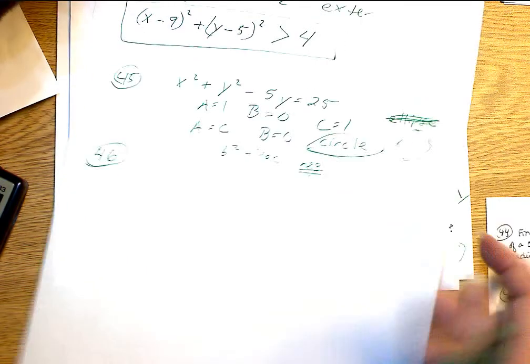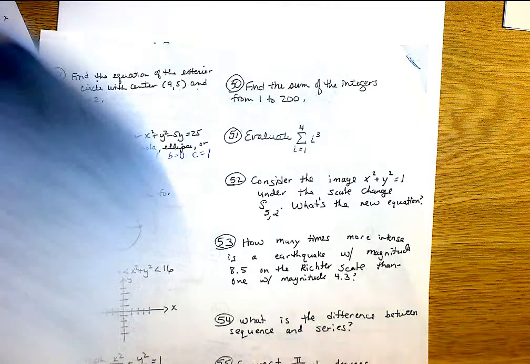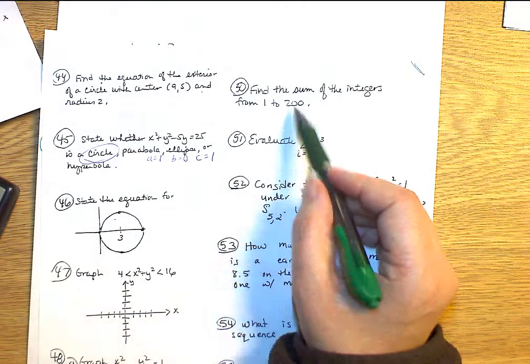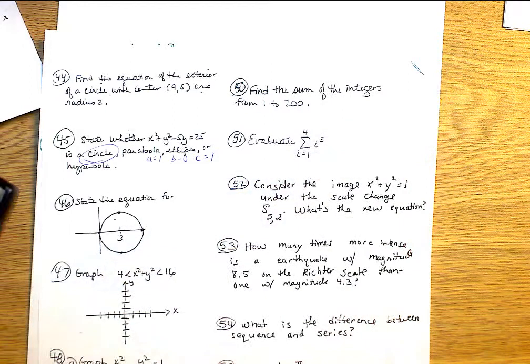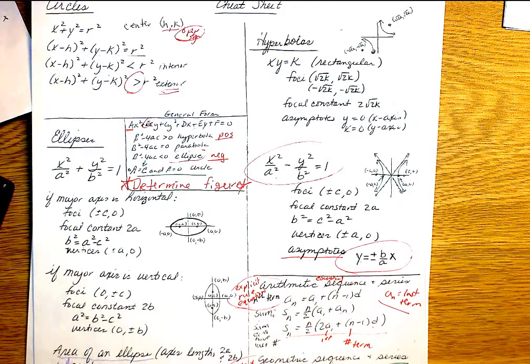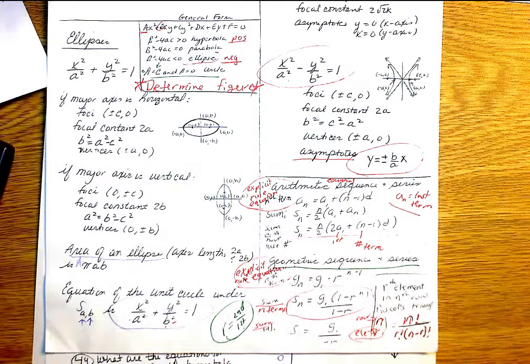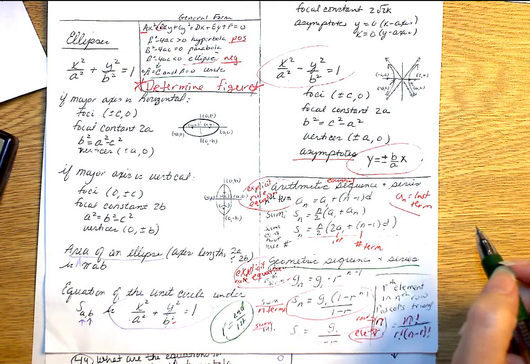Alright, next it says to find the sum of integers from 1 to 200. So what are we going to do? How can we find the sum of the integers from 1 to 200? Where are we going to find that on our sheet? Anybody know? Where? Bottom right, the sequential series. Arithmetic or geometric? Arithmetic.